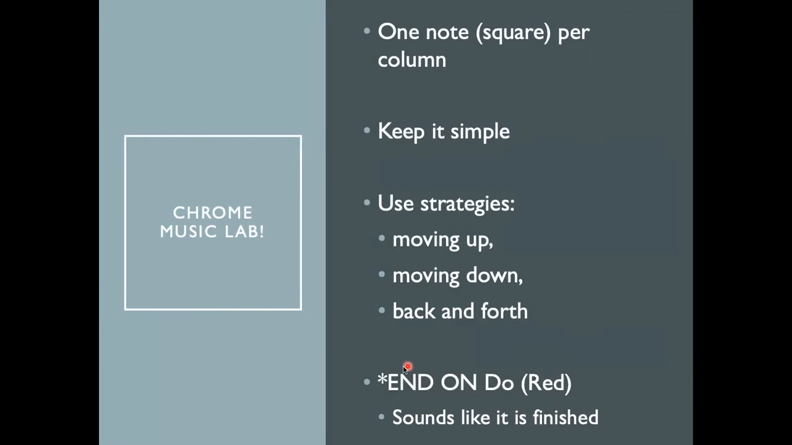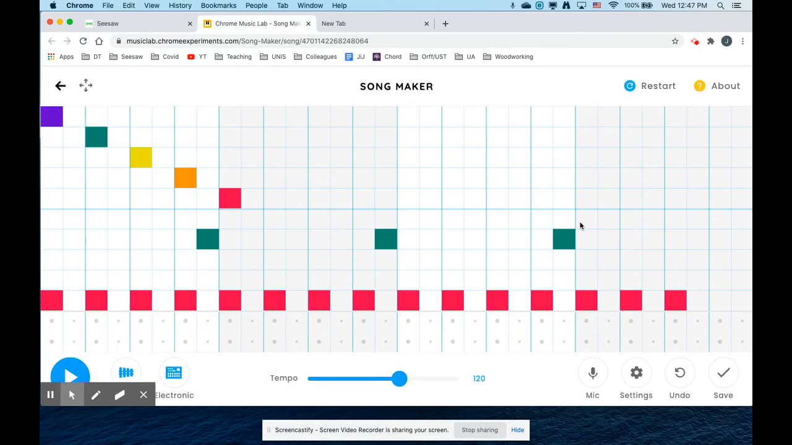And the last one is end on do, which is a red. So if I go back here, wherever I put my last note, I want it to be a red. Could be here, could be here, or here, or here. It could be all of these, okay? So I'm going to show you just a couple of ideas.